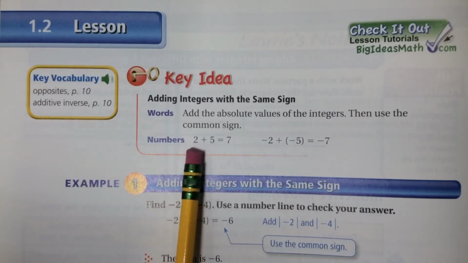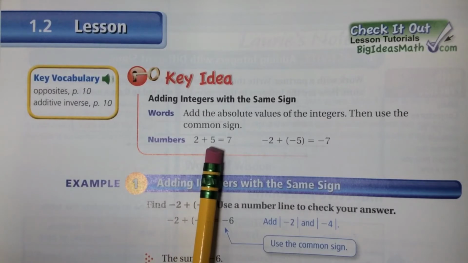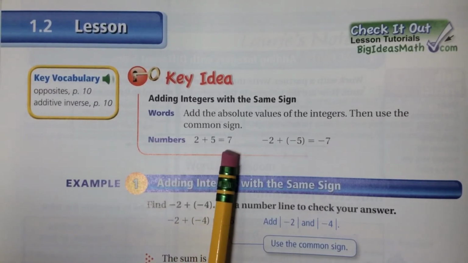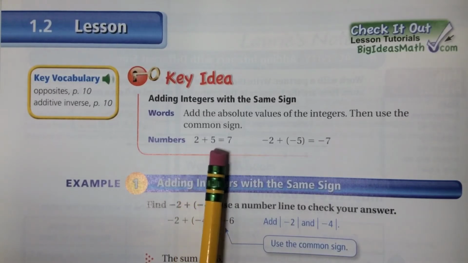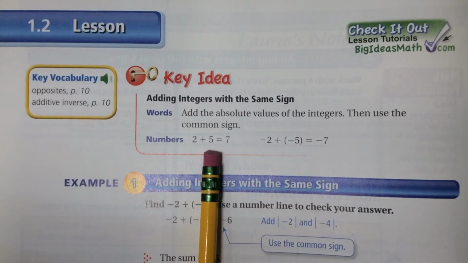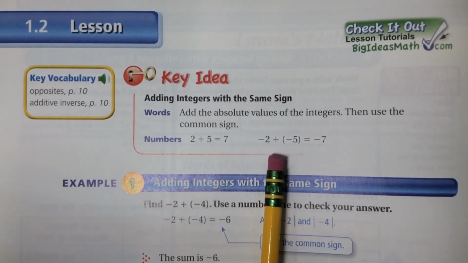So here, 2 plus 5, well, the absolute value of 2 is 2, and the absolute value of 5 is 5. So you add those. You get 7, and you keep the common sign. Well, they were both positive, so my answer is positive. We've been doing that all our lives. So that one's pretty obvious. Over here, this is kind of new, but we look at it.